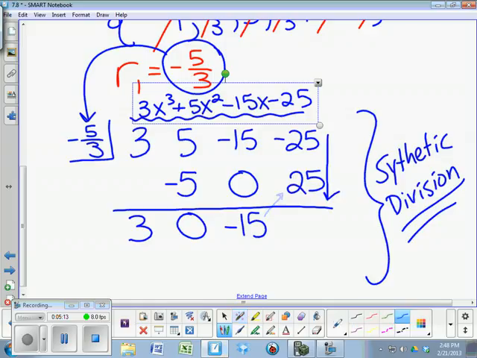If your remainder here is 0, he's happy. He's free to go. All right? 0 is not one of the suspects. If you get a remainder of 0, that means this was factorable.